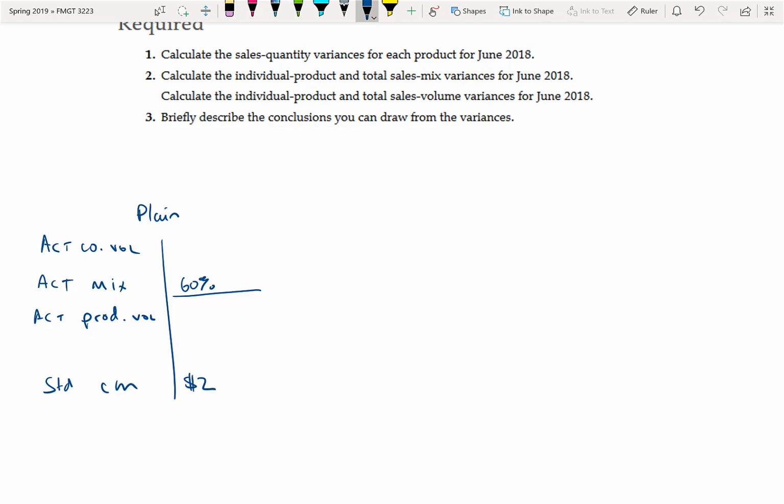Now, why am I doing this at standard? Because what I'm going to do down here is look at the mix variance. Okay, so we're down at level 2 anyway. Again, at level 2, I am going to need to know my actual company volume, and we still don't know that yet.